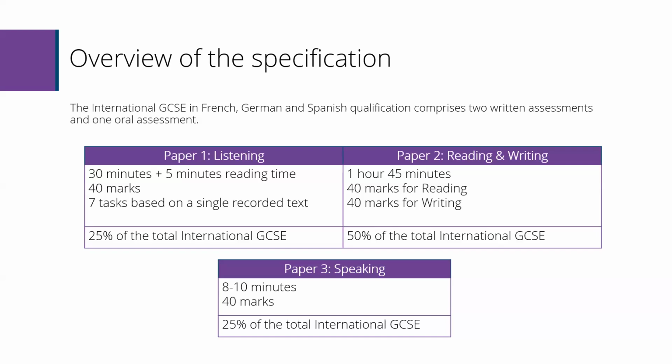So you see overall, each of the 4 skills is worth 25%, just that we have paper 2 with reading and writing, which tests 2 skills during the same paper.